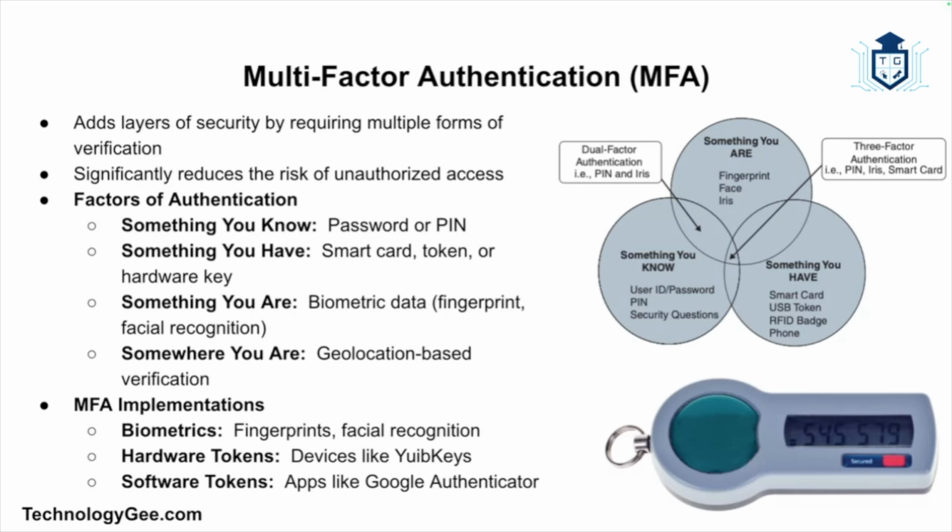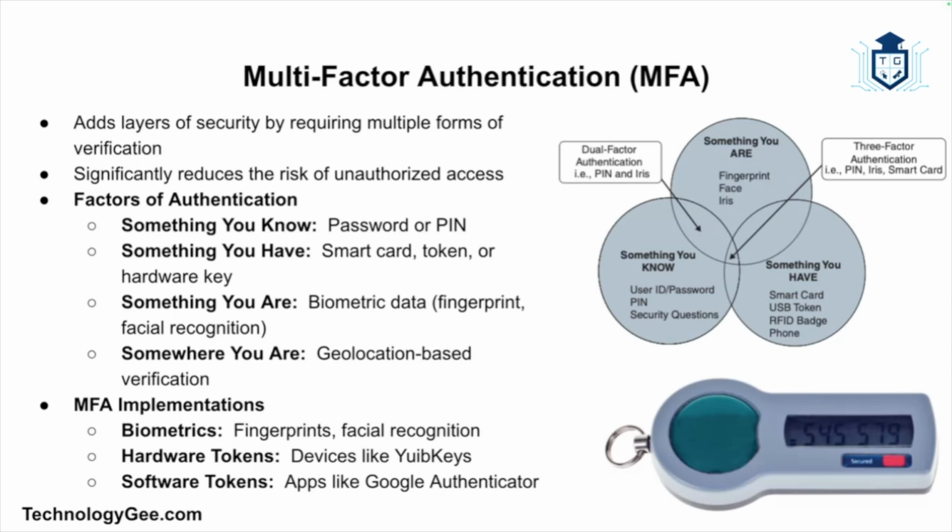So we have what is called something you know, and this could be a password or a PIN. You have something you have, where that can be a smart card or a token. Something you are, which could be biometric data like a fingerprint, or somewhere you are, which could be based on your actual physical location. And then we have multi-factor authentication implementation.